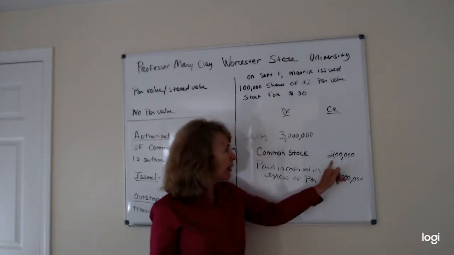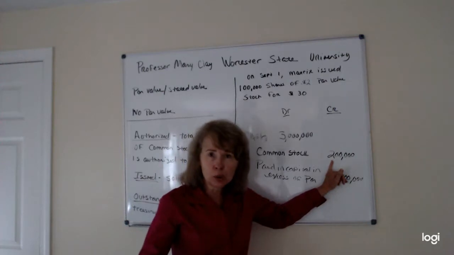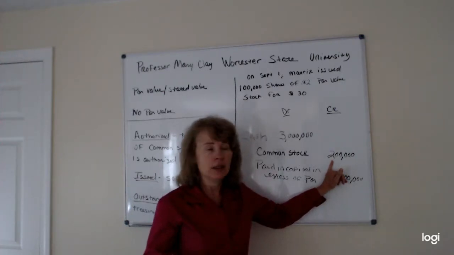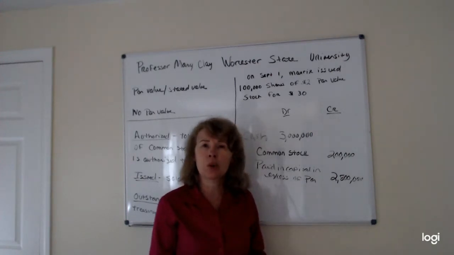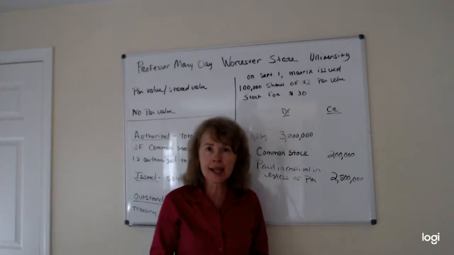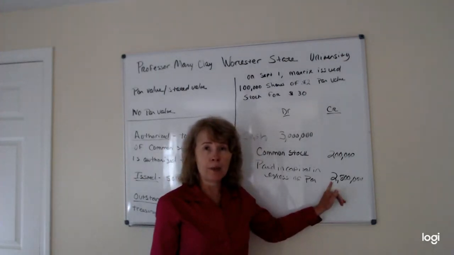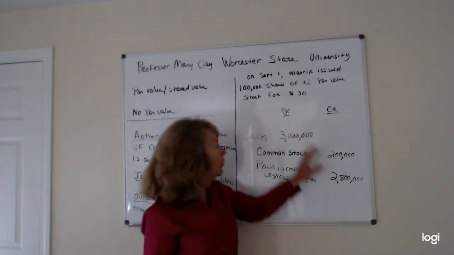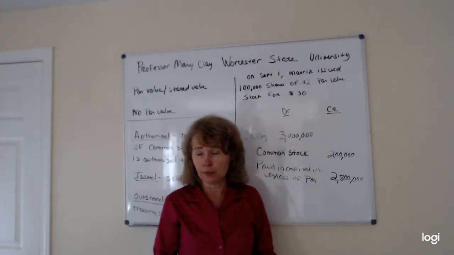What's happening in this case? You're crediting common stock, you're increasing your equity. Paid-in capital, that's the new account. That's also an equity account. When you're crediting that account, you're increasing, so you're increasing equity as well with paid-in capital. Okay, so that's an example when it has par value.